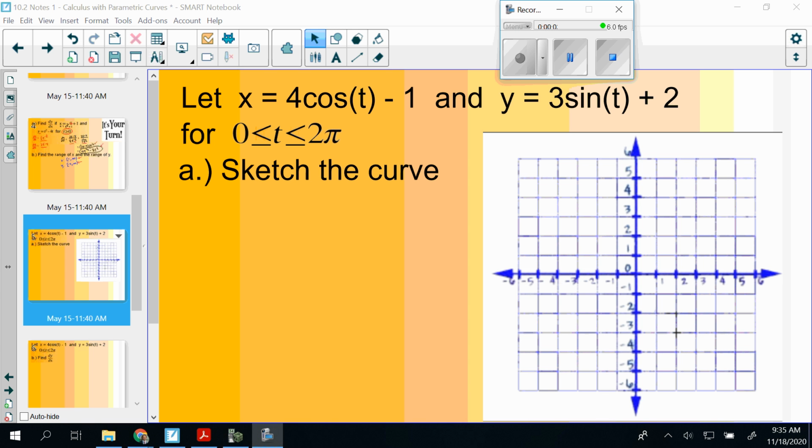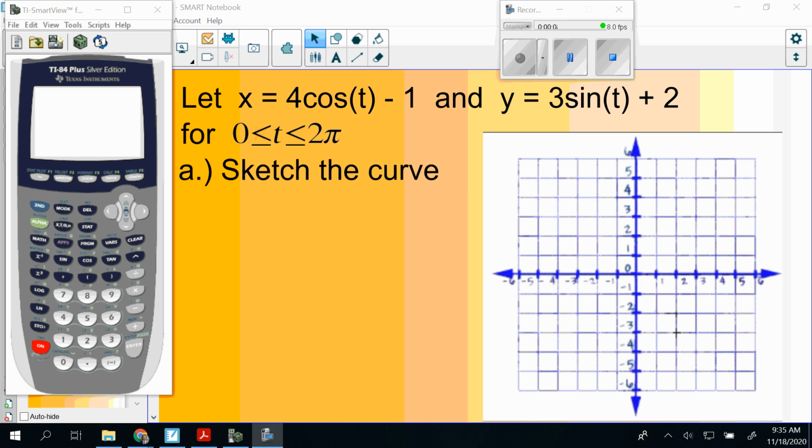All right, here they give us parametric equations. They want us to sketch this curve out. So we'll use the calculator to help us here. Remember, if you want to be in parametric, you have to go down here. And we want to make sure we're in radians as well, because we can see it's in radians. And then the next one down, make sure parametrics is the one selected.